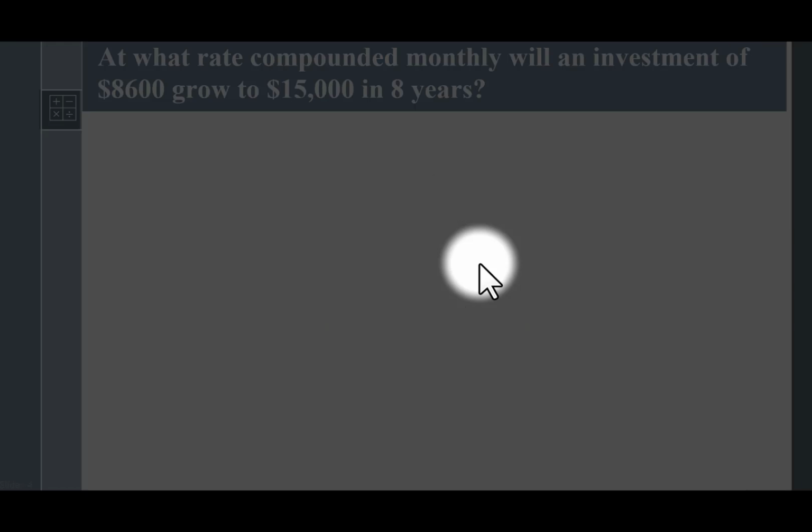Let's look at the problem right away. At what rate compounded monthly will an investment of 8,600 grow to 15,000 in 8 years? Of course, 8,600 is our present value, 15,000 is our future value. 8 years compounded monthly, we have to multiply 8 by 12, and we're looking for the interest rate.